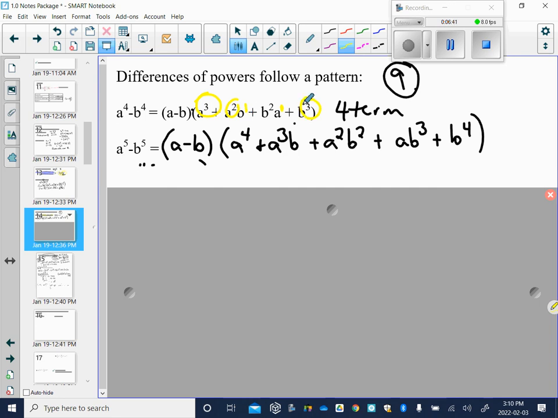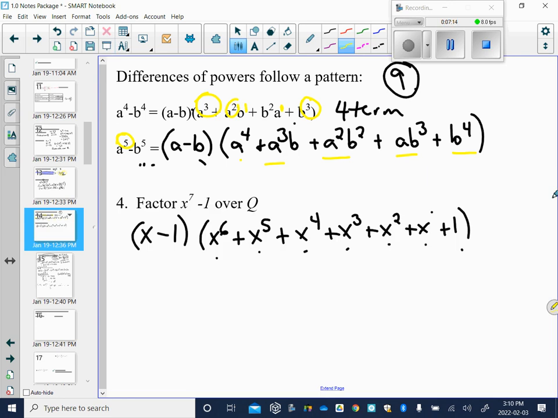And in fact, this can be extended on. We could have a to the 5th minus b to the 5th, and we're going to follow that same sort of pattern. So take a second, pause here and see that you notice that pattern. The second factor always has the same number of terms as the initial power. So a to the 5th, the second factor has 1, 2, 3, 4, 5 terms in it. So a check there.